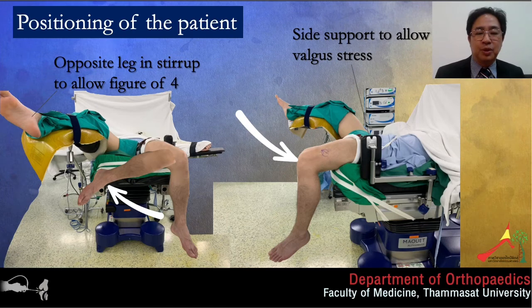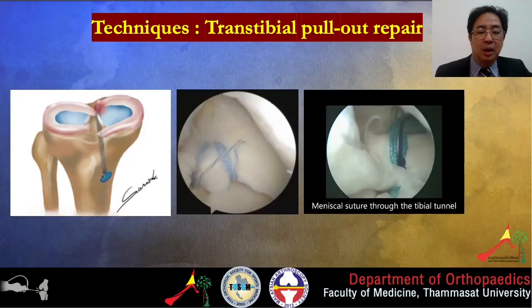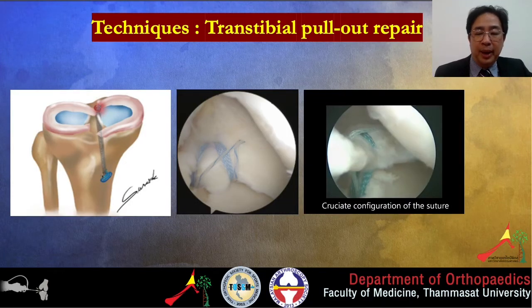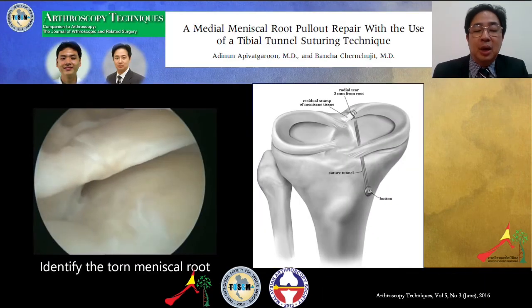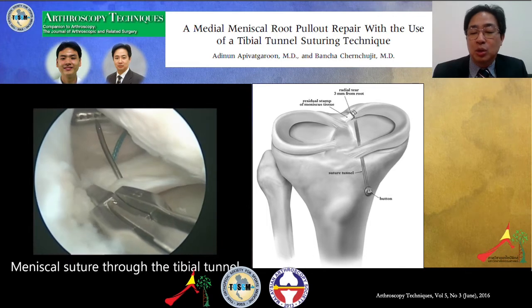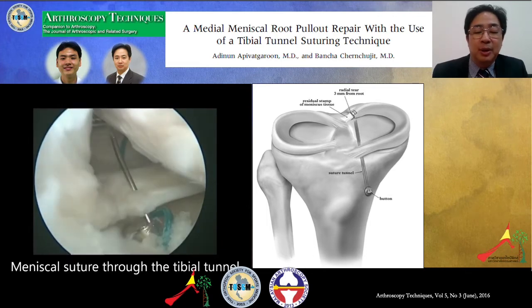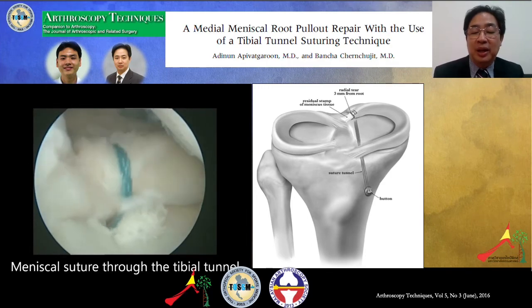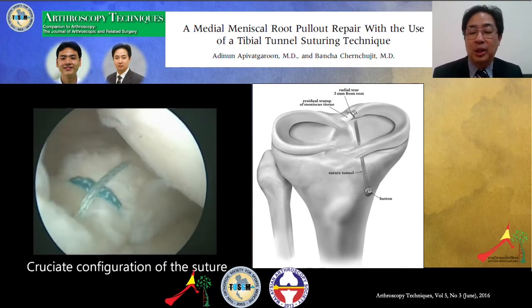I prefer this position. I break the table, hang the leg down, and I can move around the knee. Let's talk about the first technique, the transtibial pull-out repair. This is our technique published in 2016, medial meniscus pull-out repair with the use of the tibial tunnel suturing technique. We repair the root in a Mason-Allen configuration and secure with a cortical button.